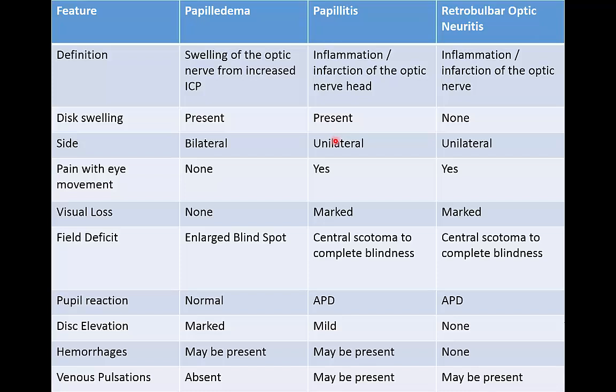Papillitis tends to be unilateral, where the papilledema is bilateral. However, in both of them, the disc will be swollen, the disc can be elevated, there can be hemorrhages. But the big difference is, in papilledema, there's really no visual symptoms, where in papillitis, there are marked visual symptoms. This is a very important concept.